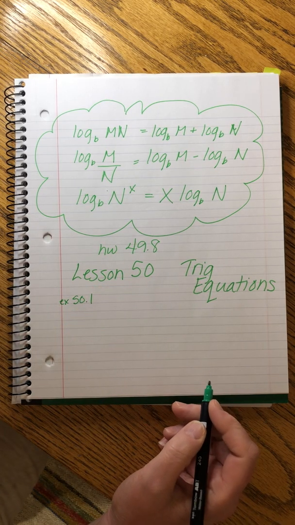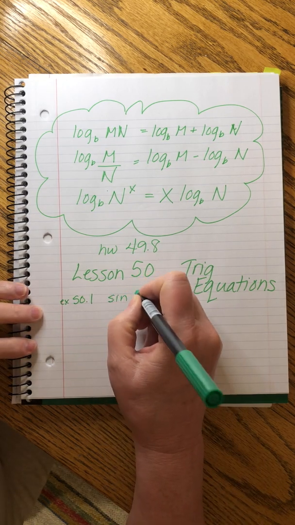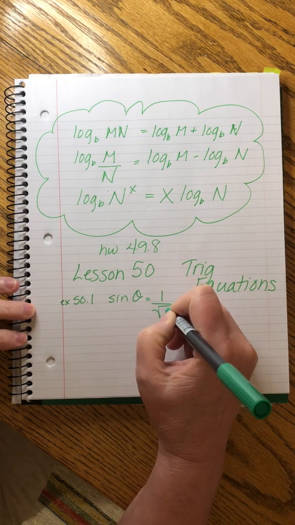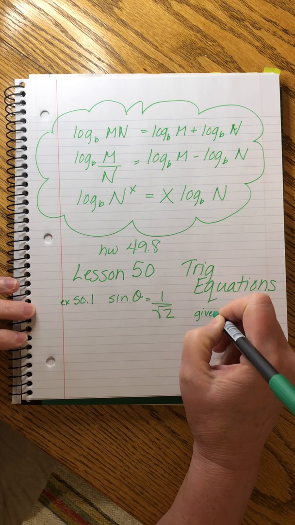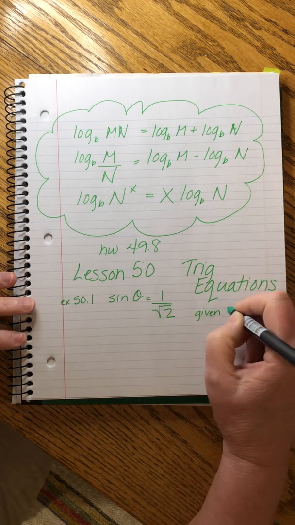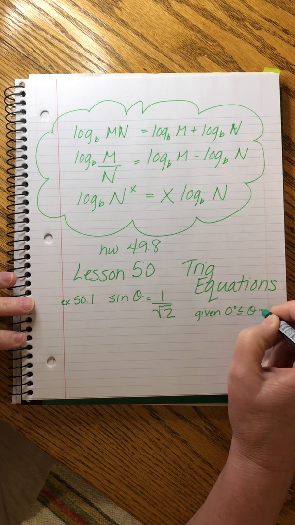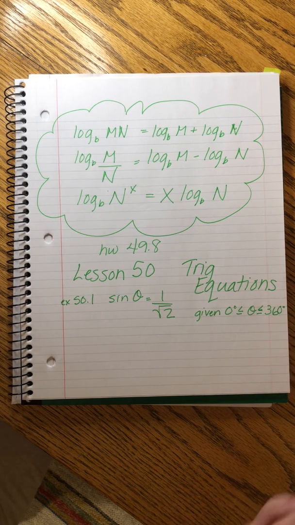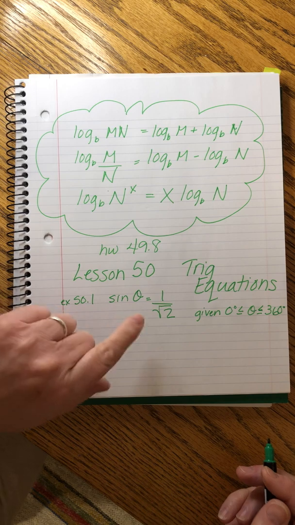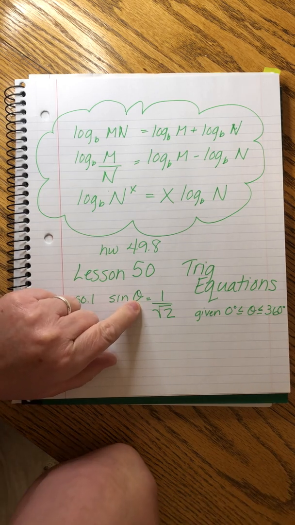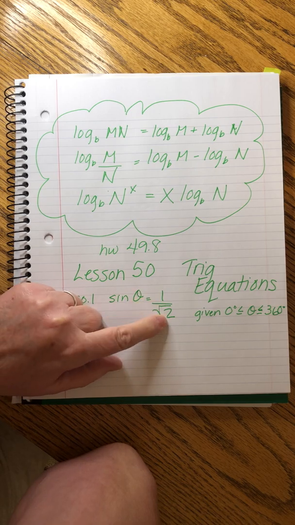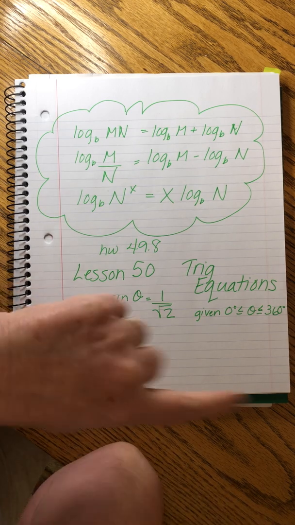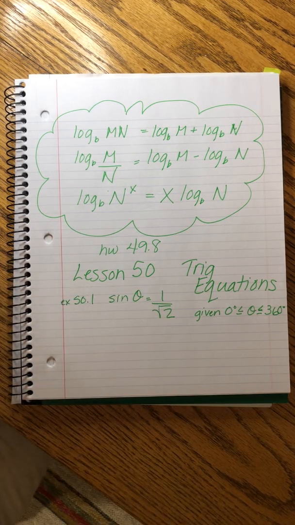Our problem says solve sine of theta equals 1 over the square root of 2, given that theta is between 0 and 360 degrees. Okay, so what this problem is asking us to do is list the angle measurements of angles that will give us a sine of 1 over the square root of 2, but we only have to go through the first spin around the quadrants.